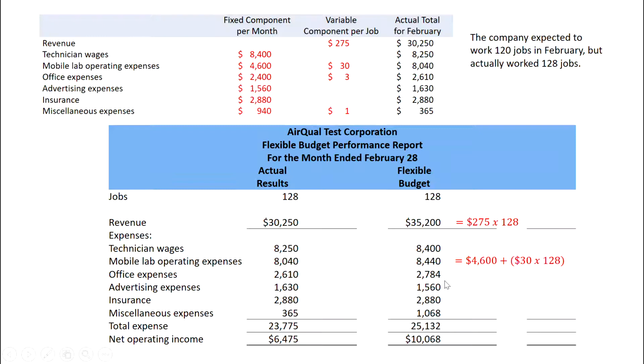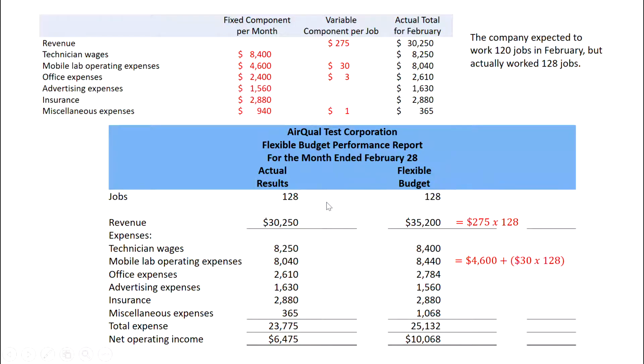So I calculate the items similarly, add up all my expenses, $25,132, subtract it from my flex revenues of $35,200, and I get a flex net operating income of $10,068. Again, what that means is I would have anticipated earning income of $10,068 based upon 128 jobs. That's what I would have anticipated if all my formulas actually came true.